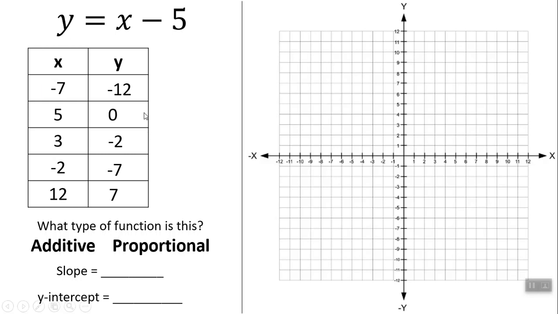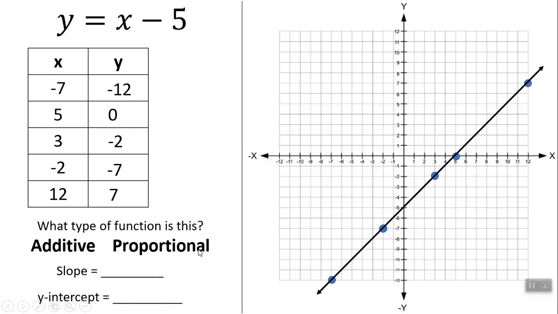So now let's plot the points. Negative 7, negative 12: negative 7 on x, and negative 12 on y. It's going to be down here. 5, 0 is going to be an x value of 5, y of 0. It's going to be right here on the x-axis. 3, negative 2: x value of 3, and then y value of negative 2. Negative 2, negative 7: x negative 2, y negative 7. There it is. 12, 7: x is 12, y is 7. You're going to be putting it right over here. They all line up.